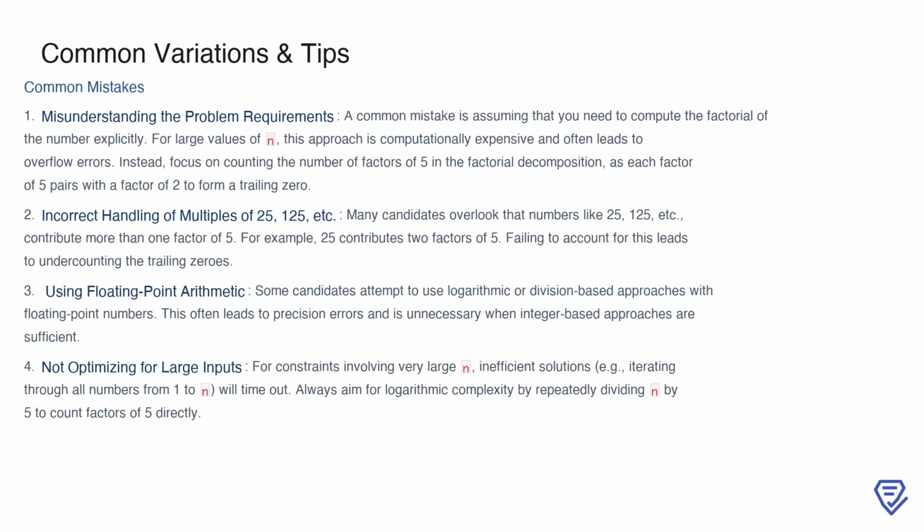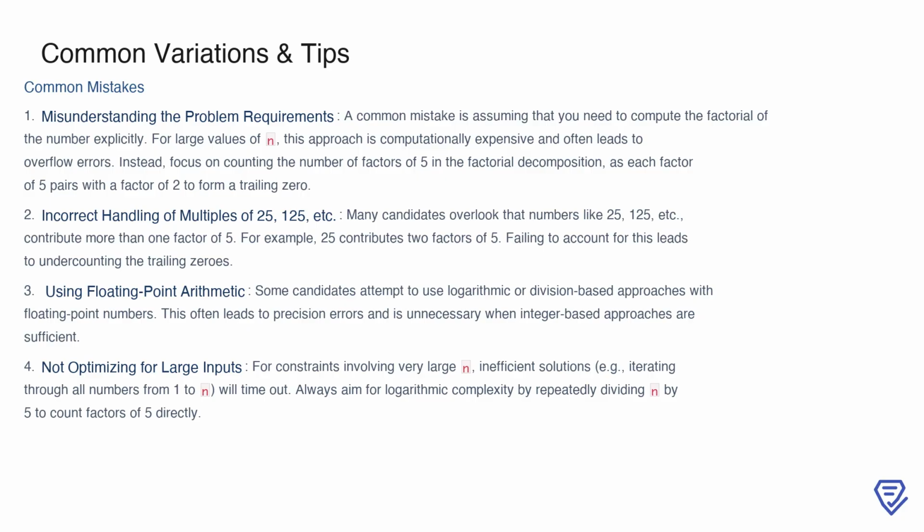When tackling this problem, there are a few common mistakes to watch out for. First, some candidates misunderstand the requirements and attempt to compute the entire factorial explicitly. This is inefficient and can lead to overflow errors for large inputs. Instead, focus on counting the factors of 5 in the factorial's decomposition, as each factor of 5 pairs with a factor of 2 to form a trailing zero.